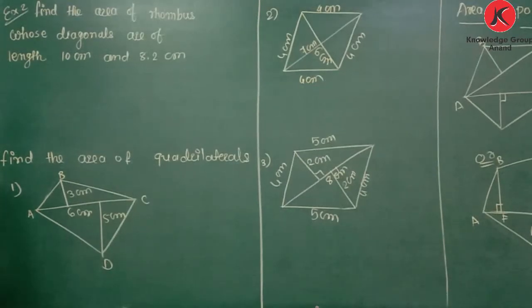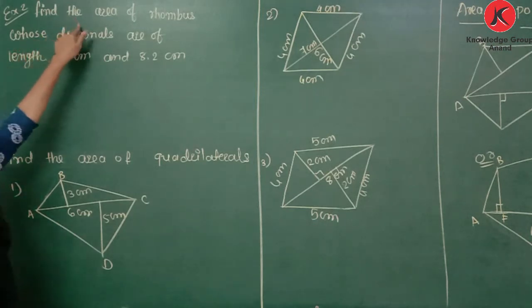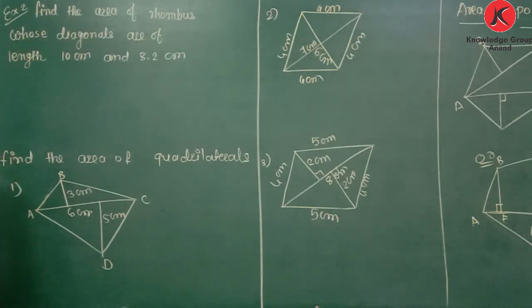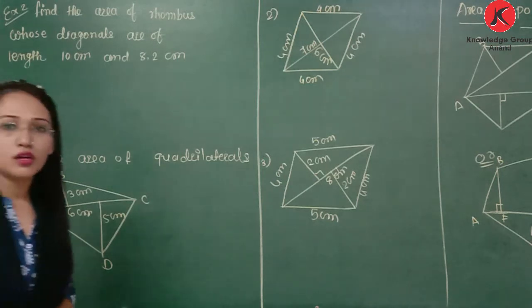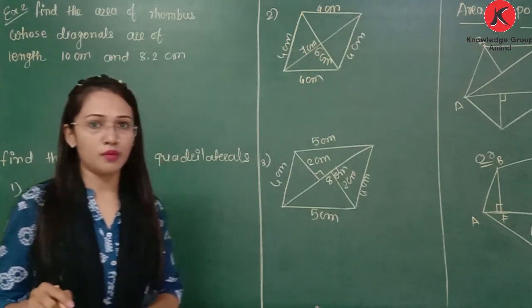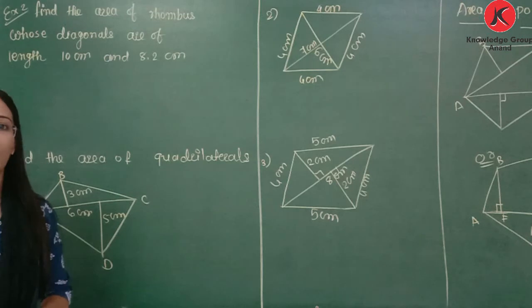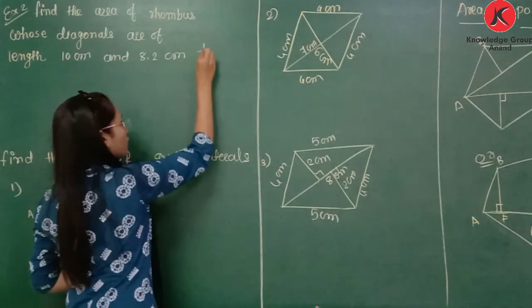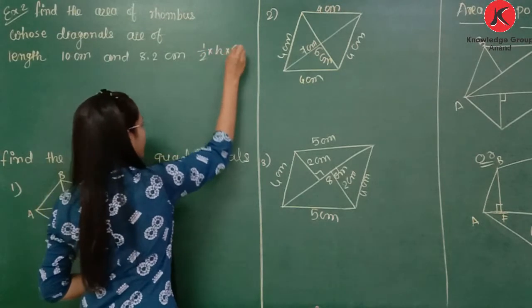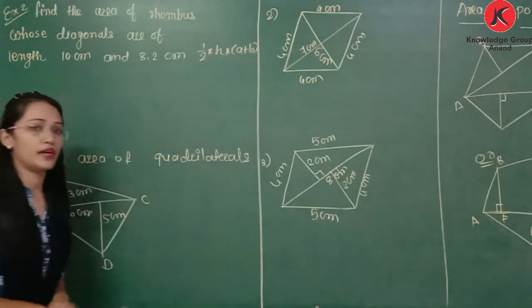So let's solve some examples. Example 2. Find the area of a rhombus whose diagonals are of length 10 cm and 8.2 cm. Now here you can see we need to find the area of a rhombus. So you need to remember the equation for the area of a rhombus. Again, what is the equation for the area of a trapezium? That is 1 by 2 multiplied by height multiplied by a plus b. That is the equation for the area of a trapezium.